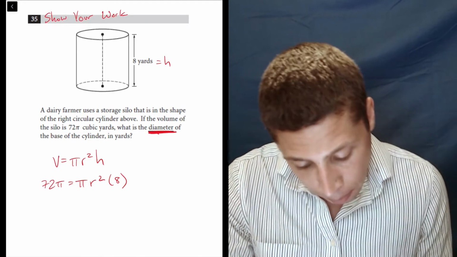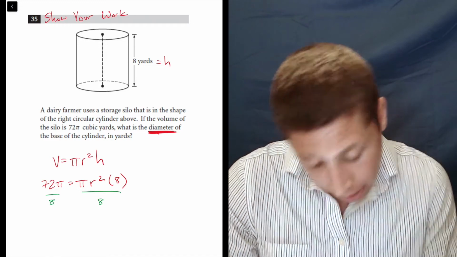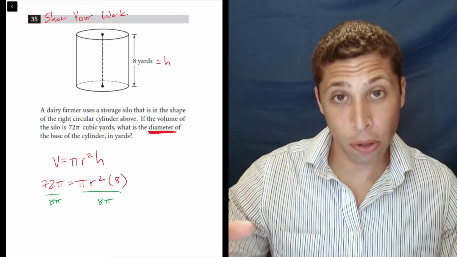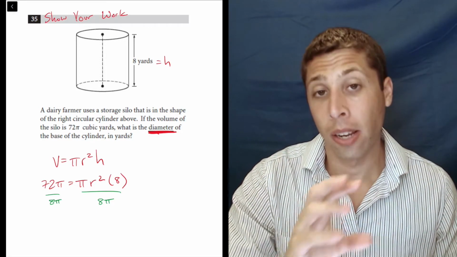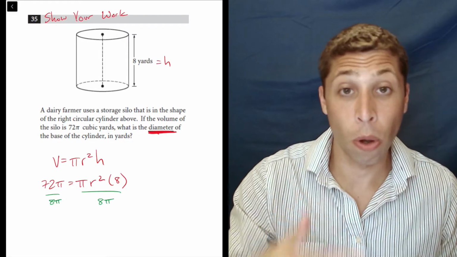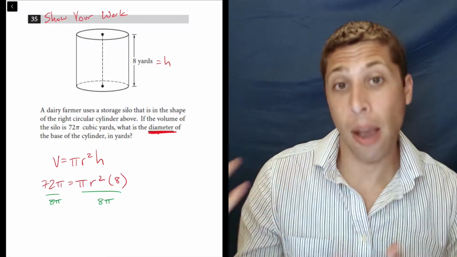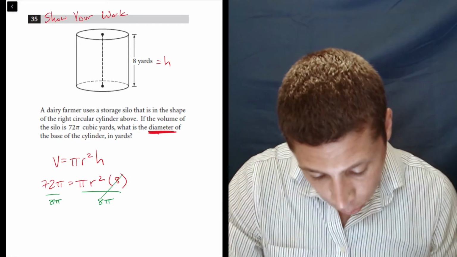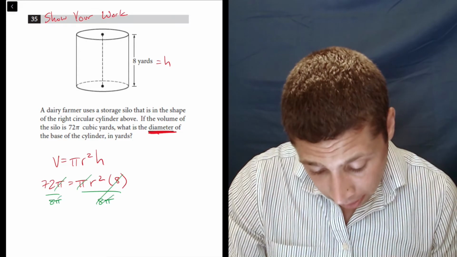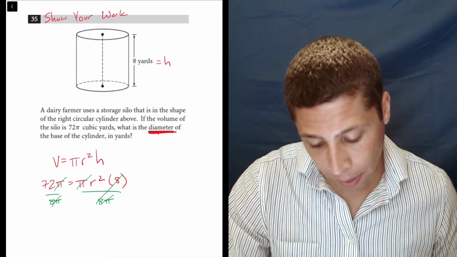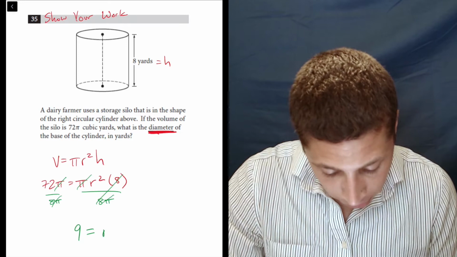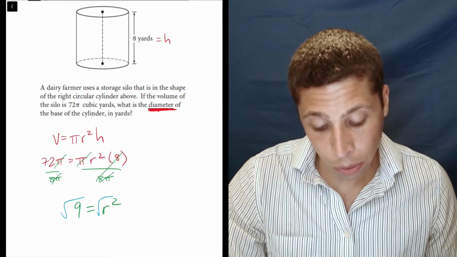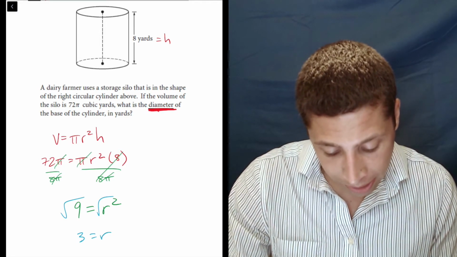Well, I can divide by 8, and I can also divide by pi at the same time, right? Because all those terms, pi, r squared, and 8, are all being multiplied by each other. So we get rid of multiplication through division, and we can do it in multiple steps or just one. But the point is, we're going to divide out. And so the 8's will cancel, the pi's will cancel. Same thing on this side. Pi's will go away, and then 72 divided by 8 is 9. So 9 is equal to r squared, and we can just kind of see it, but the square root of both sides tells me that r is 3.